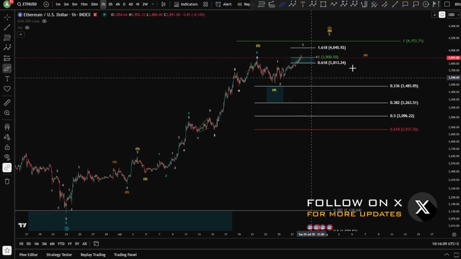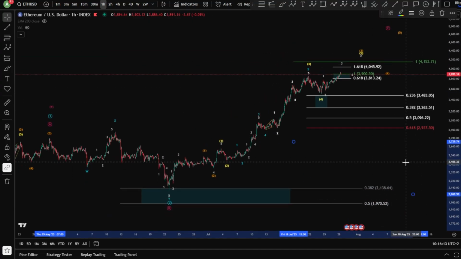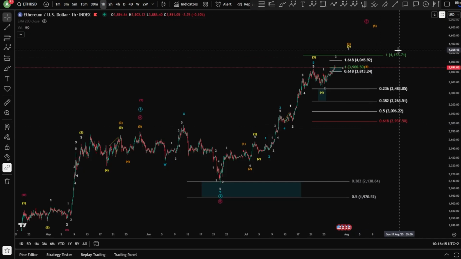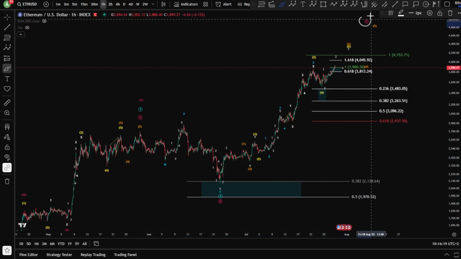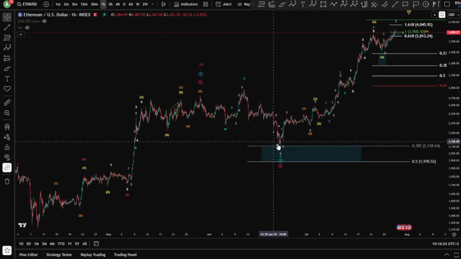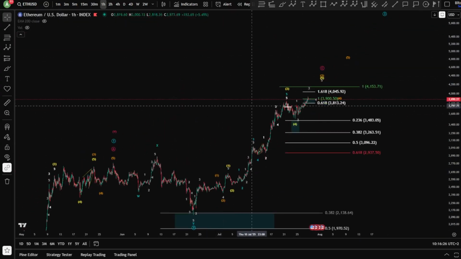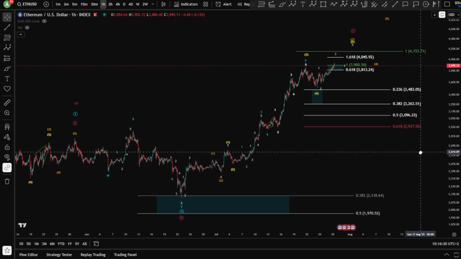4,153. And this is, of course, a target given already for a potential 1-to-1 fib level here for a big A, B, and a C. This wave C might end up, of course, as an A, B, and a C. However, very unlikely here because I'm going to show you what's going on also on the daily for Ethereum.